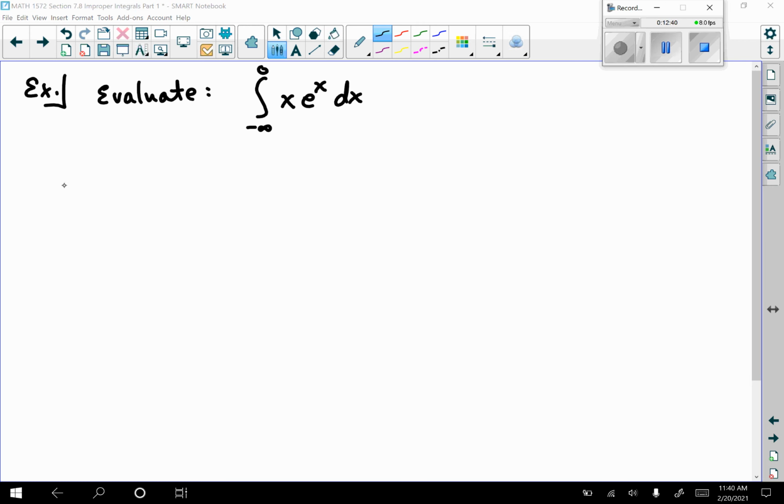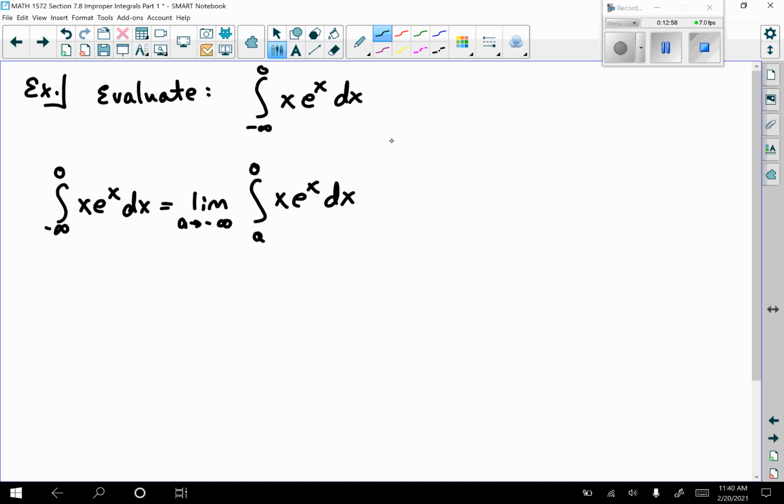So we're going to first rewrite this using a limit. Now notice the bottom value here is negative infinity. So this is where we say it's equal to the limit as a approaches negative infinity of the integral from a to 0 of x times e to the x dx. Now based on our expression here, we're going to go ahead and use u substitution. We'll give this a try first.